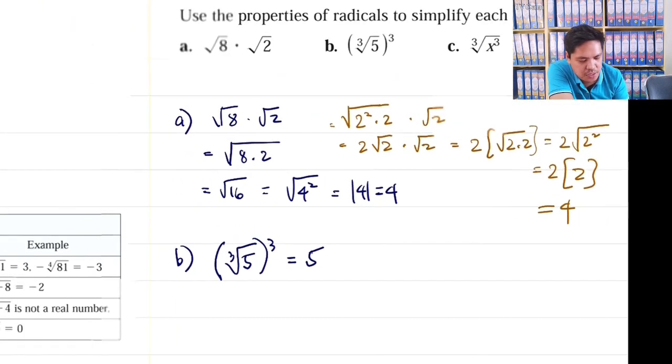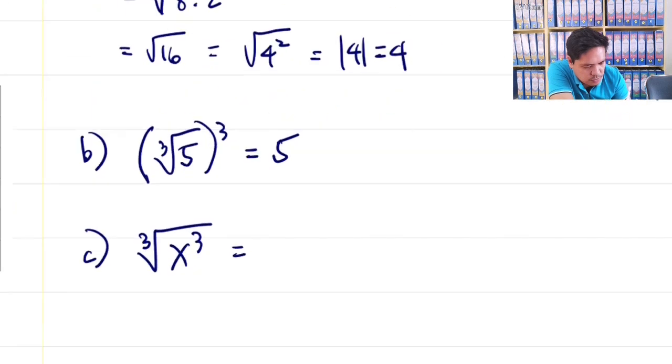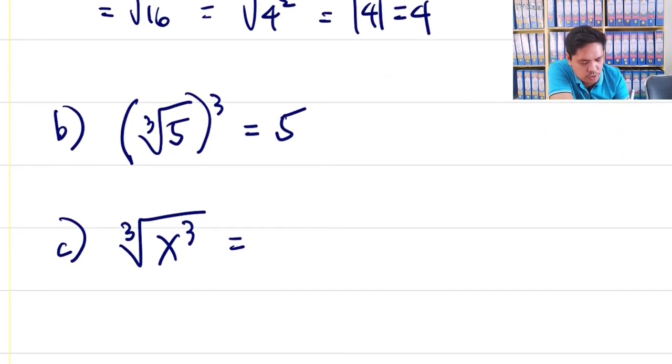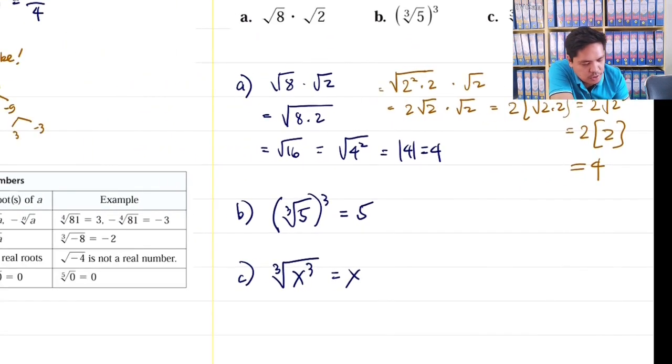Very easy. How about letter C? For letter C, that's the cube root of x cubed. Of course, the answer is x. Right? Our radicand is x. The index is odd, so this answer is just x. Property number 6.